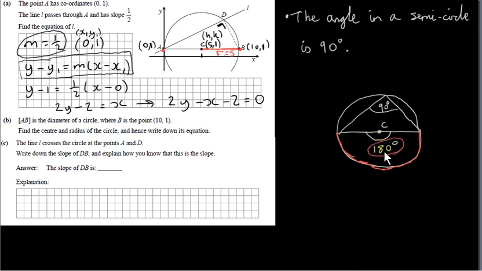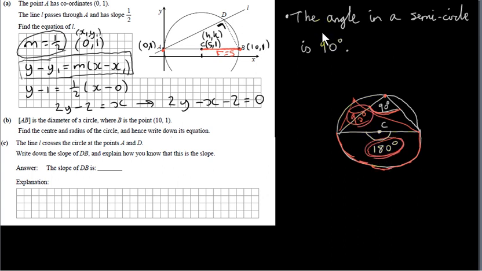The theorem says that the angle at the circle is half this angle. So this is the angle at the circle. So if we pick any point here and join down to the end points, we get a 90-degree angle. This angle is half this angle. So if this is 180, then this must be 90.